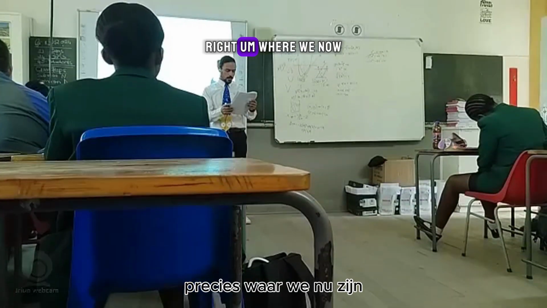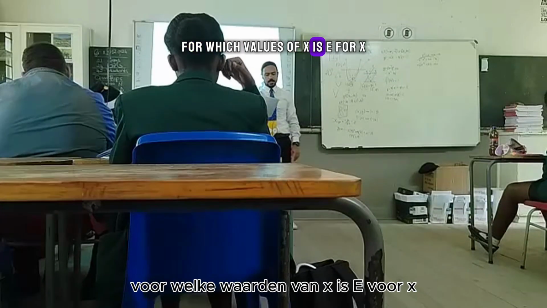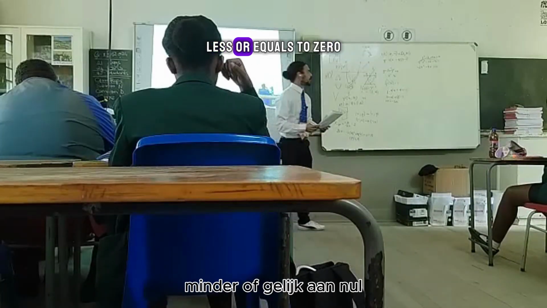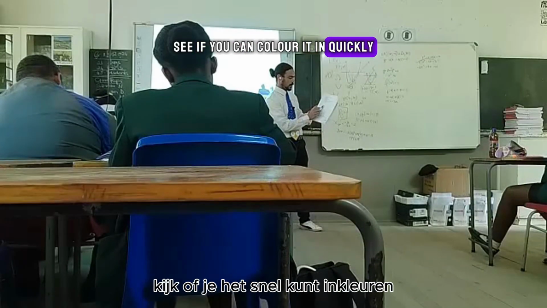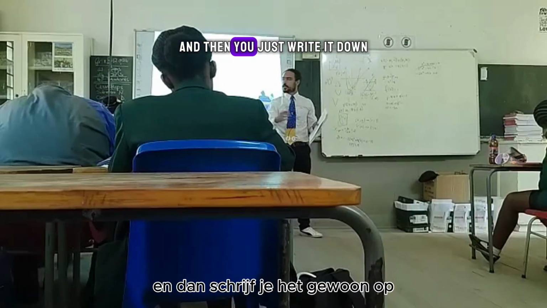Alright, where are we now? For which values of x is f of x less than or equal to 0? So now you can just go on your graph there. Where is it going to be? See if you can color it in quickly. It's going to be this part here. And then you just write it down.